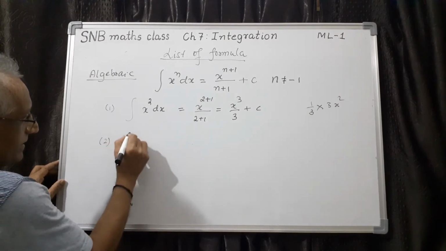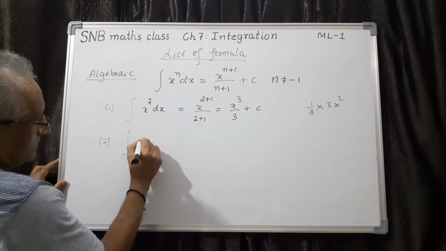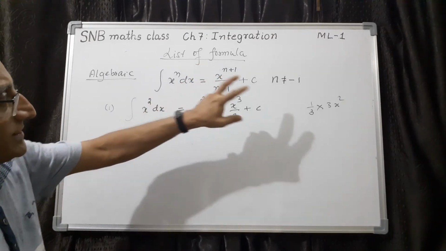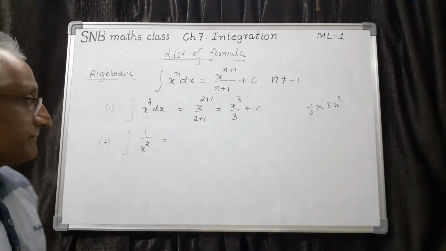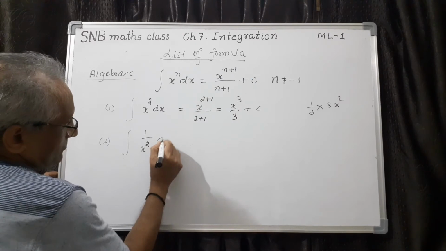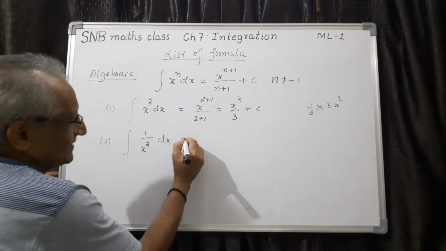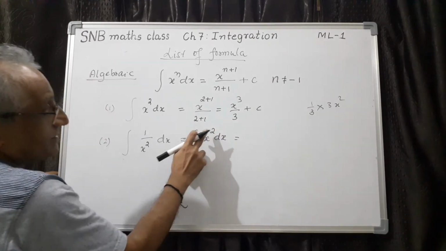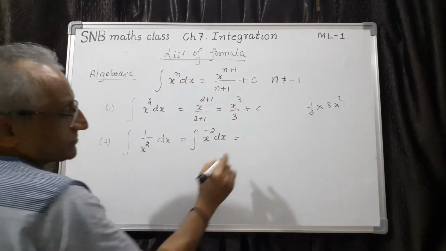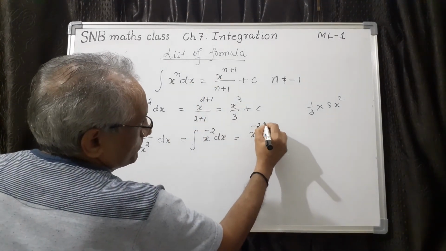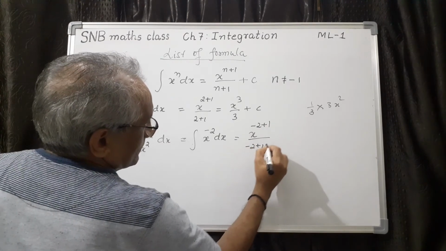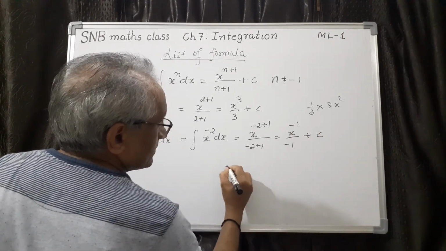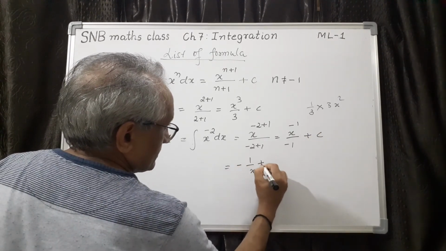Similarly, the second one, I can take, for example, 1 by x square, because this formula says except n equal to minus 1, any other value you can take. So this we can write, of course dx I should write, as x^(-2) dx. So what is n now? n is minus 2. So the formula gives x^(-2+1) by (-2+1). This is x^(-1) by minus 1, but plus c I have to add invariably. So this is minus 1 by x plus c.